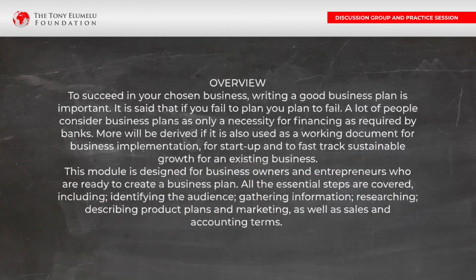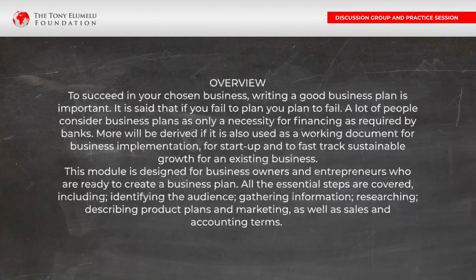Overview. To succeed in your chosen business, writing a good business plan is important. It is said that if you fail to plan, you plan to fail. A lot of people consider business plans as only a necessity for financing as required by banks. More will be derived if it is also used as a working document for business implementation for startup and to fast-track sustainable growth for an existing business.